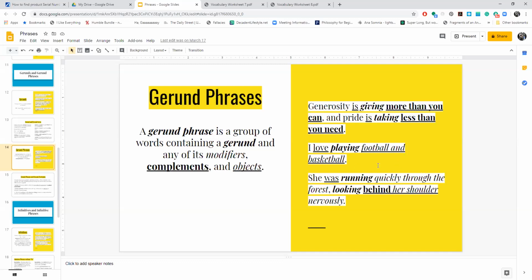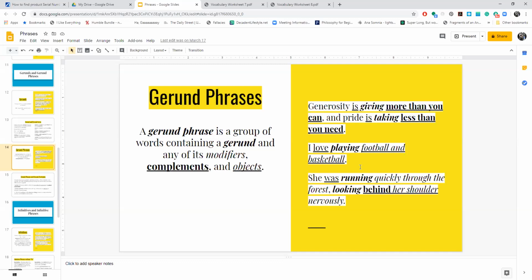And the last sentence, she was running quickly through the forest, looking behind her shoulder nervously. So again, she is the subject, was verb. What was she doing? She was running quickly through the forest. So running is the gerund phrase. Quickly through the forest is a modifier. It is telling you how she was running. She was running quickly through the forest. Through the forest is a prepositional phrase, but running quickly through the forest is the entire gerund phrase.